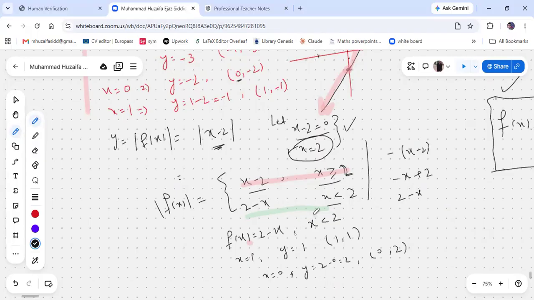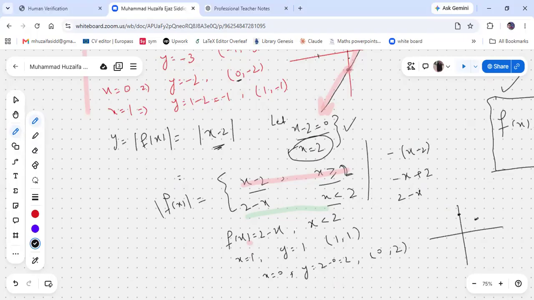When we put in minus 1 and so on, your function is starting from 1, 1. Look here: x is equal to 0, so y is equal to 2.